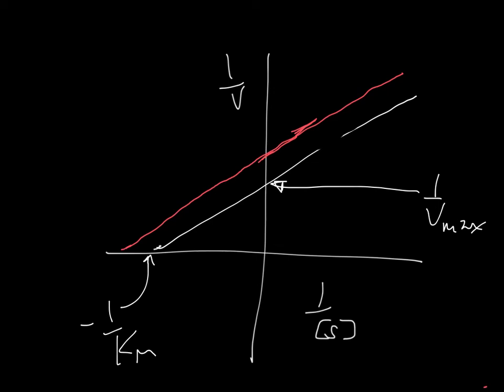Which one is that? That would be for the uncompetitive. What is the white one? The white one would just be normal. It changed both 1 over Km and 1 over Vmax. Right, because this is now the new 1 over Vmax, and this is now the new negative 1 over Km.